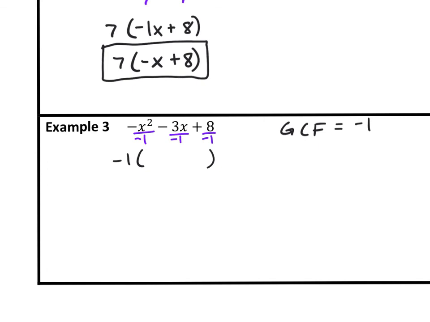And so what is -x squared divided by -1? That gives me a positive x squared. -3 divided by -1 gives me a positive 3x. And then positive 8 divided by -1 is -8. So this is my factoring.